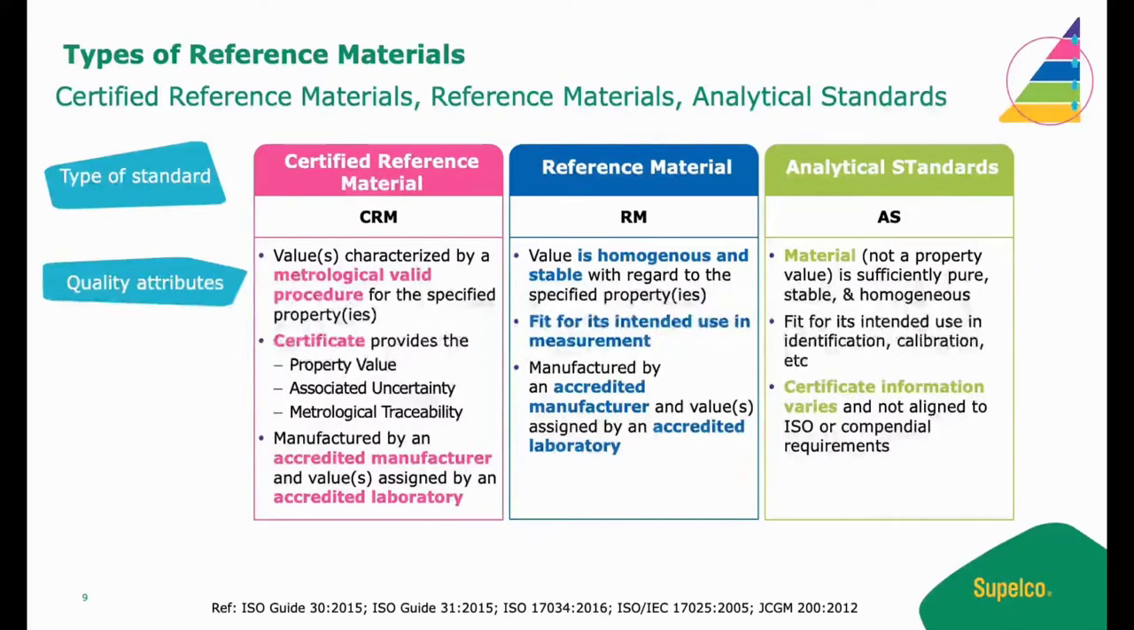For an analytical standard, there is no property value since the manufacturing and testing of the reference standard is not performed according to ISO requirements specific to reference materials. In the absence of a property value, the focus is on the material itself. Is the material sufficiently pure, stable and homogeneous? Is the material fit for its intended use? Since the C of A for analytical standards grades are not aligned to reference material specific ISO or compendial requirements, the information provided in them will vary from vendor to vendor.